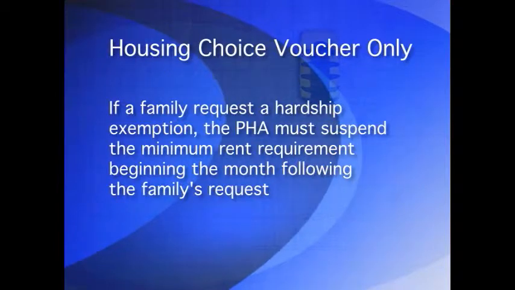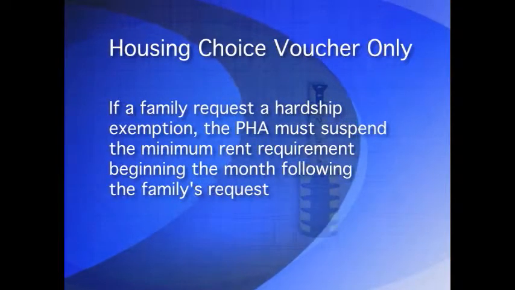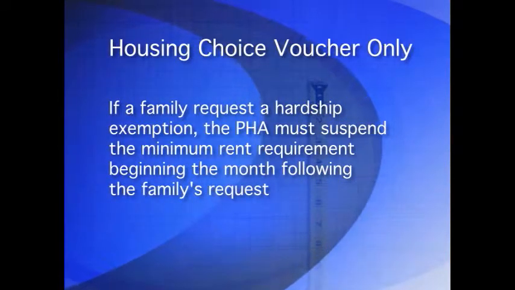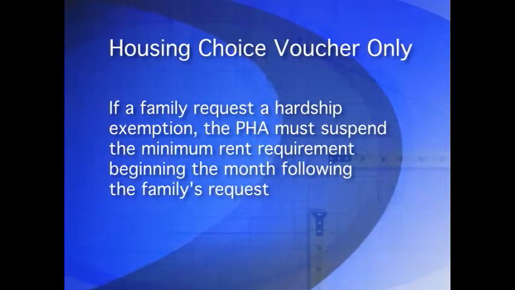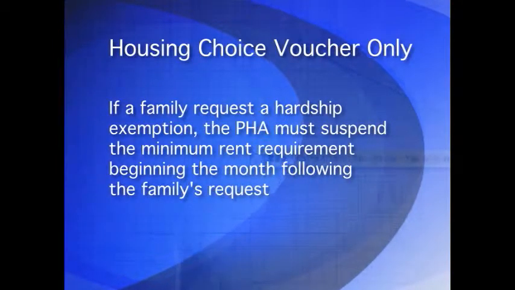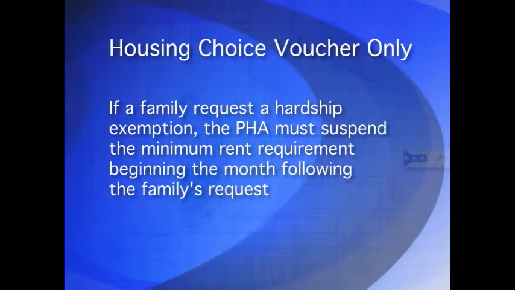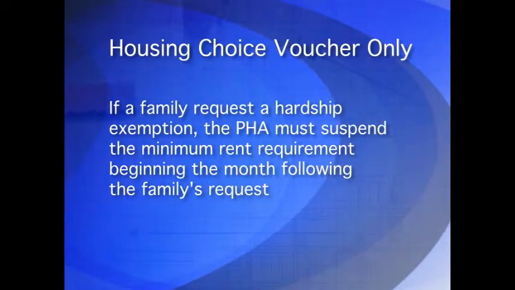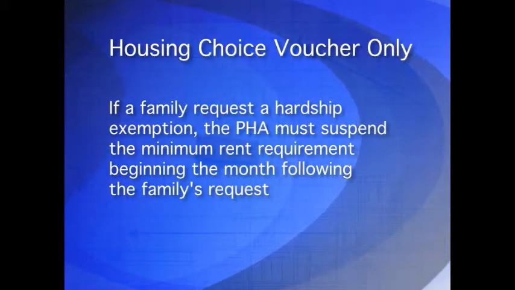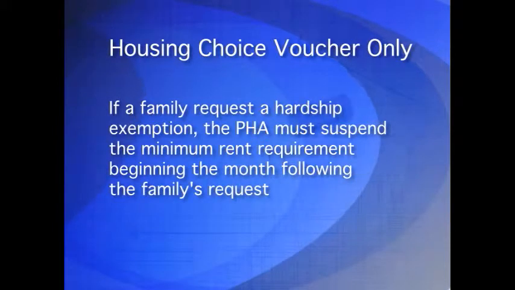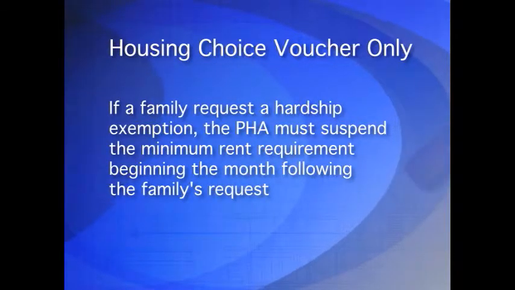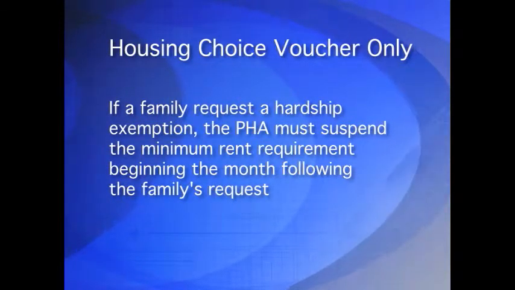This next part is for housing choice vouchers only. If a family requests a hardship exemption, your PHA must suspend that minimum rent requirement beginning the month following the family's request. The PHA will remove its minimum rent figure from the TTP calculation, continuing until your agency determines whether there is a qualifying financial hardship.